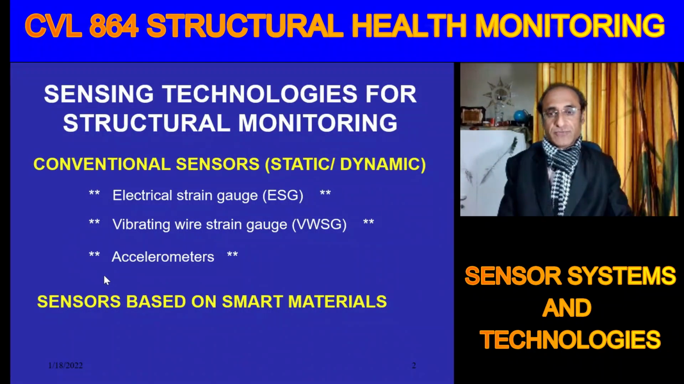Accelerometers are suitable for the dynamic measurement. Acceleration, of course, it is implicit that we are dealing with some dynamic phenomena. Then we have the sensors based on smart materials. So some of these are static, some of these are dynamic. So we'll view each one of them.